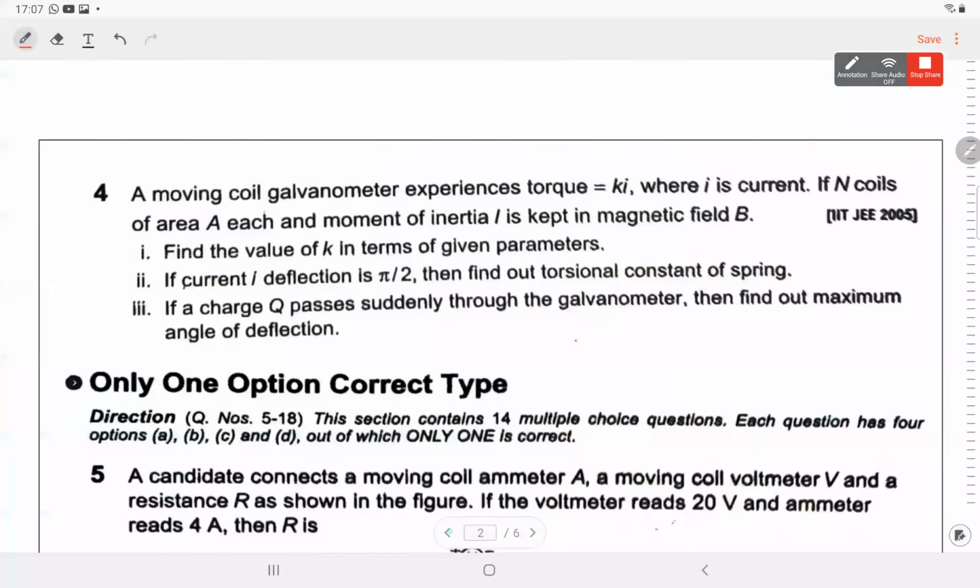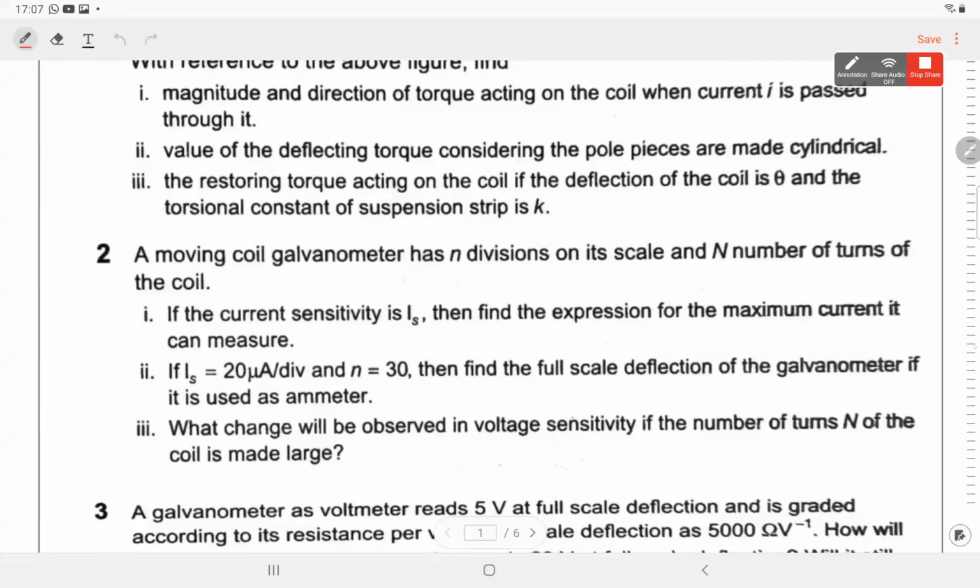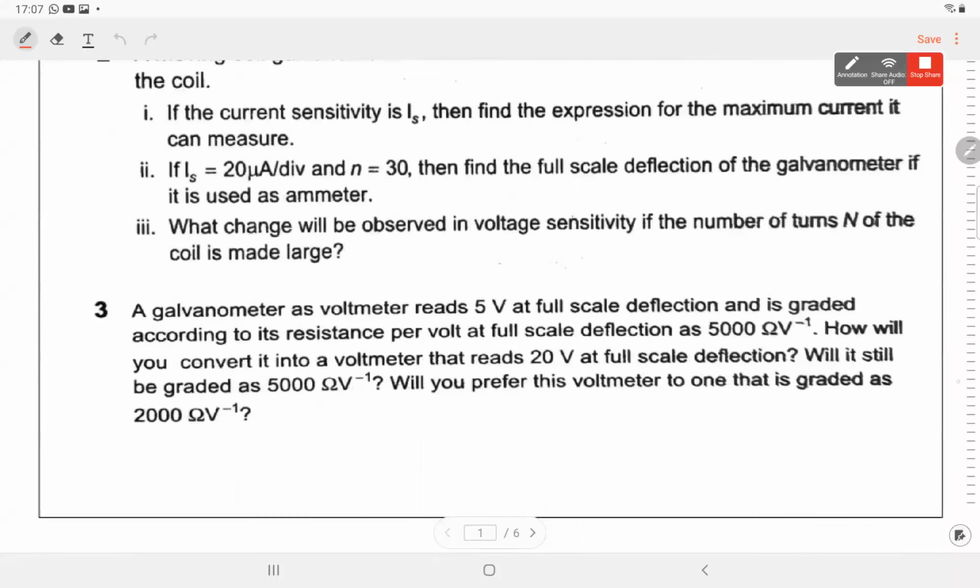Now let's come to question number 3. This is also a similar type. A galvanometer as voltmeter reads 5 volt at full deflection, and graded according to the resistance per volt at full deflection is 5000 ohm per volt. 1 volt corresponds to 5000 ohm. Since it reads 5 volt at full deflection, the full resistance would be 5 into 5000.